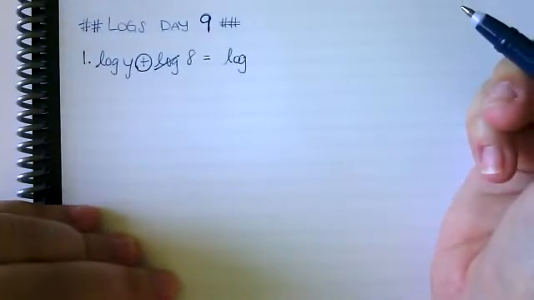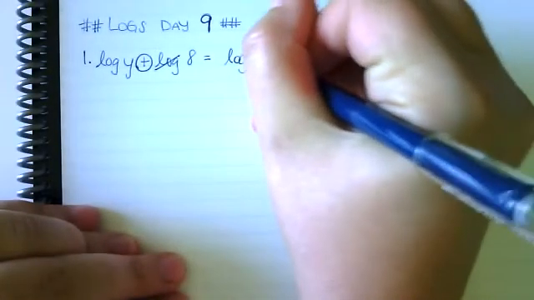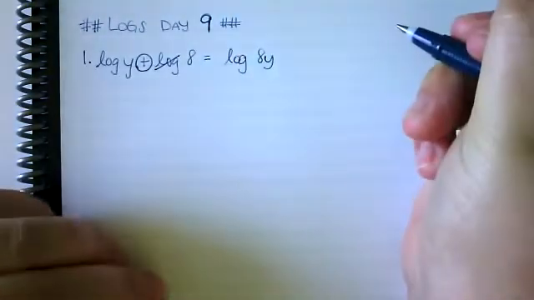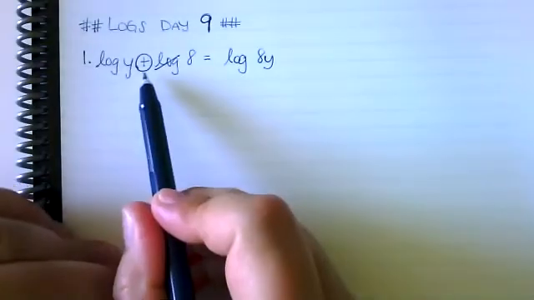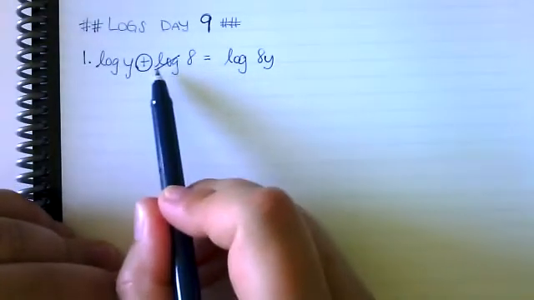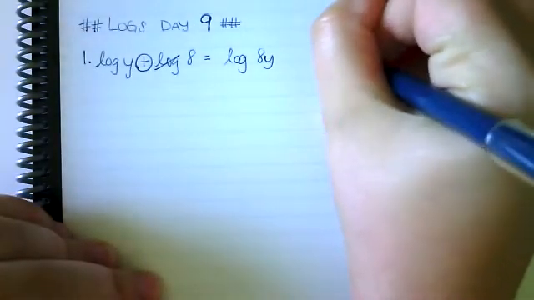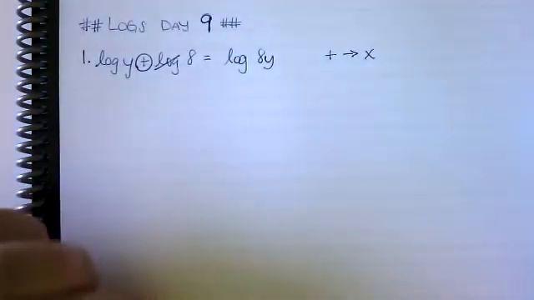With our multiplication, I can switch the order. It doesn't have to be y8. It can be 8y, which is how we want to look at that. So we change the addition into multiplication, and we get rid of that second log. So this one, we took addition and we turned it into multiplication.